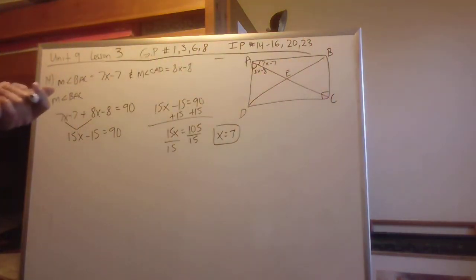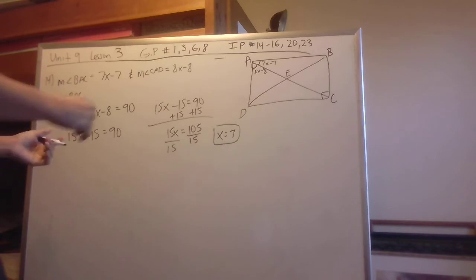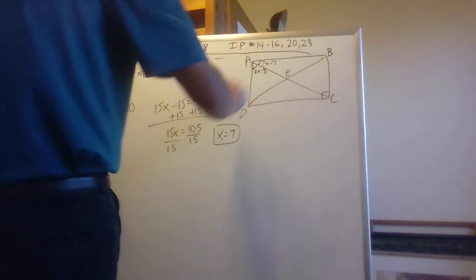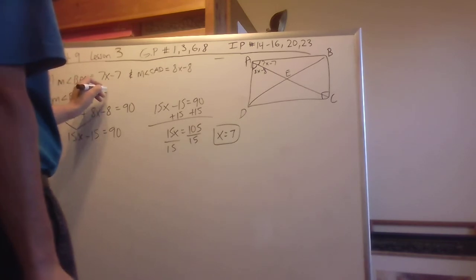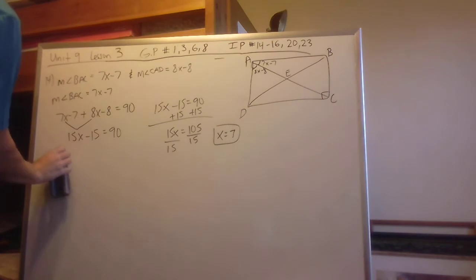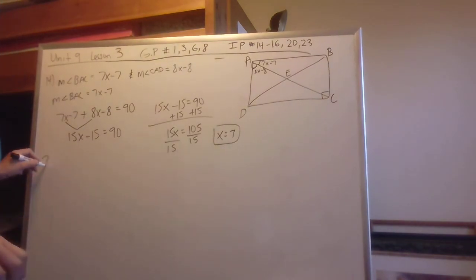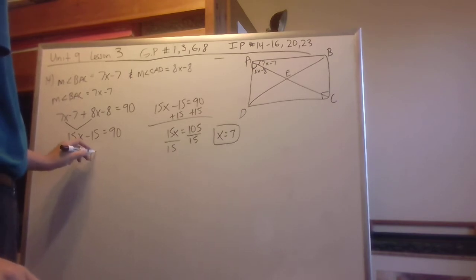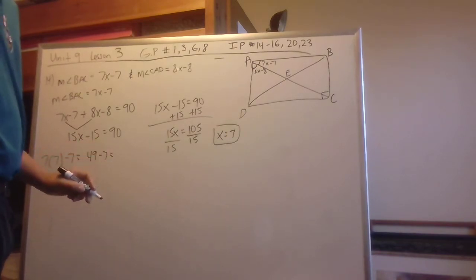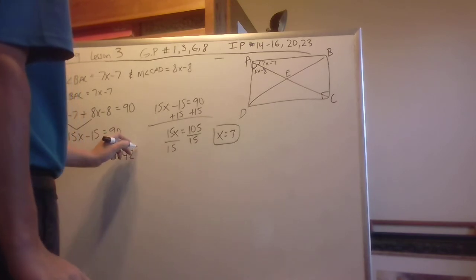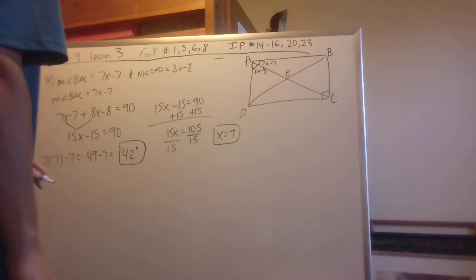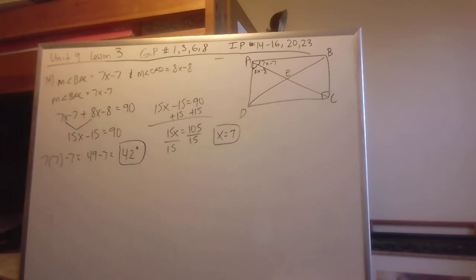Now we're going to have to plug that in for BAC. Again, the measurement of BAC is equal to 7x minus 7. So I'm going to go 7 times 7 minus 7. I'm just plugging it in. So it's going to be 49 minus 7. And essentially that's going to give us 42 degrees. And let me see if that is correct. Yes, that is correct.